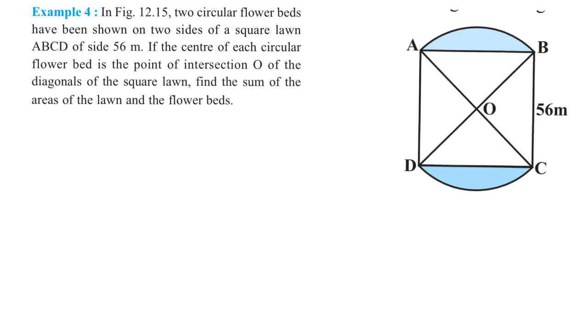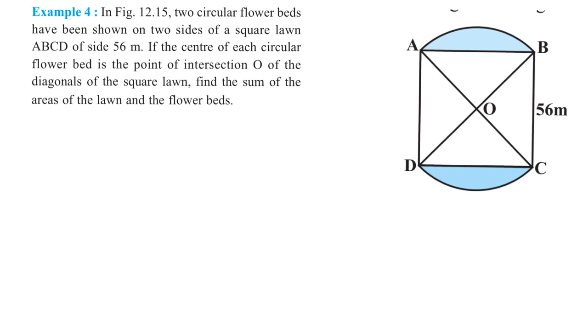Let us try this problem. In the figure, two circular flower beds have been shown on two sides of a square lawn ABCD of side 56 meters. So we have a square lawn of 56 meters and we have two flower beds shown over here. If the center of each circular flower bed is the point of intersection O of the diagonals of the square lawn, find the sum of the areas of the lawn and the flower beds. In other words, find the area of the entire figure.